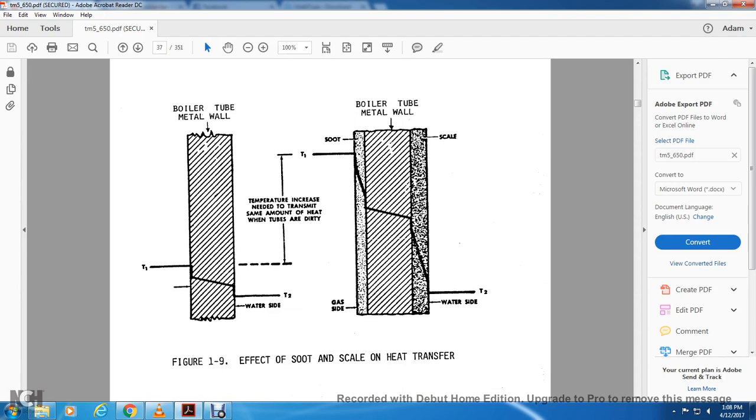1.9 Effect of soot and scale on heat transfer. Boiler tube with boiler tube metal wall. Water side T2, T1. Temperatures 1 and 2 are needed to transmit the same amount of heat in clean and dirty tubes. Soot and scale. Boiler tube metal wall. Water side T2. Temperature 2. Temperature 1 gas side.